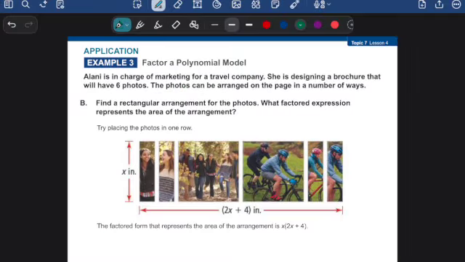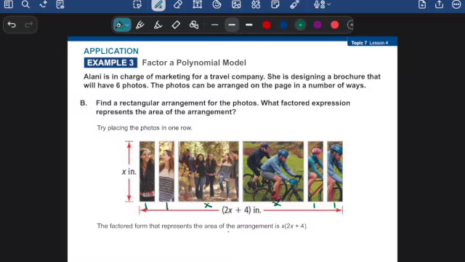So find a rectangular arrangement for the photos. What factored expression represents the area of the arrangement? So if we place the photos all in one row, one long rectangle, whether the 4 narrow photos come first and then we follow by 2 square photos, it doesn't matter. So all in one row, the height we know is still x, but how did we get this 2x plus 4? Well, because this is 1, this is 1, this is x, this is x, this is 1, this is 1. If we add them all together, we get 2x plus 4.